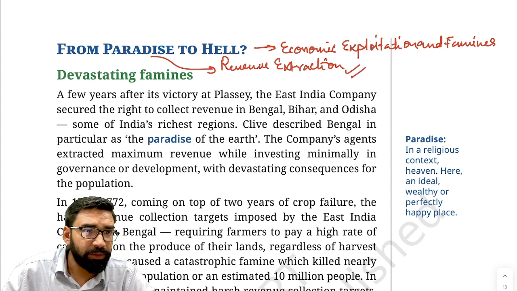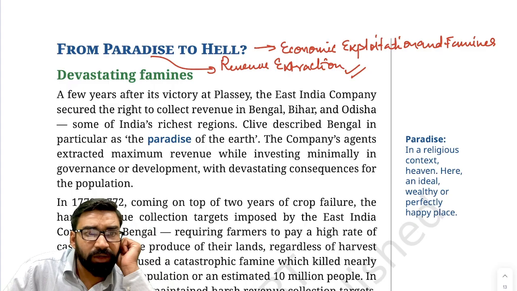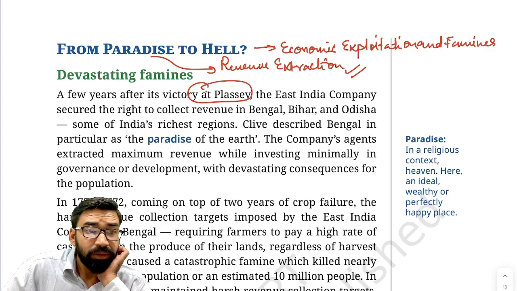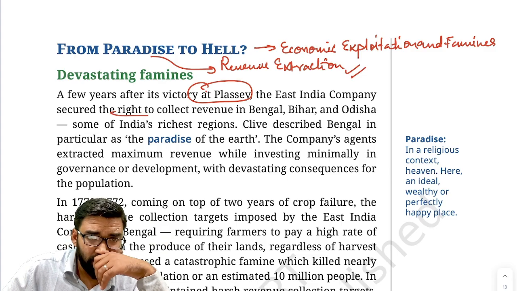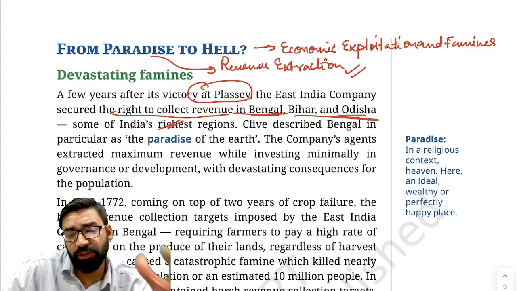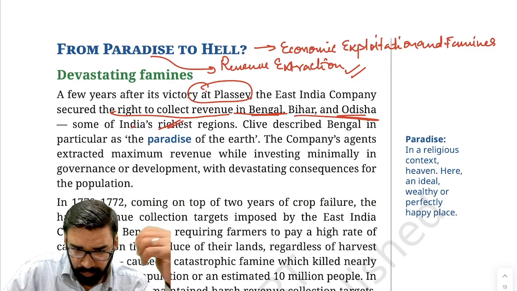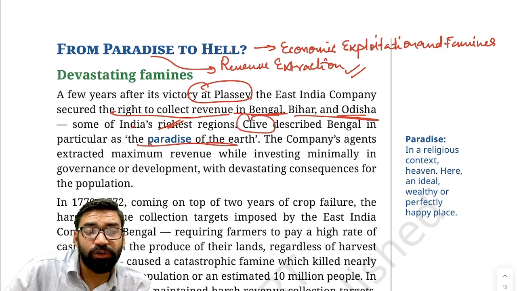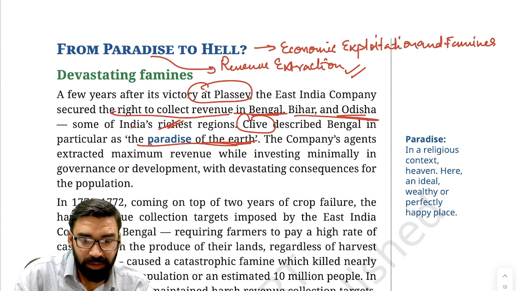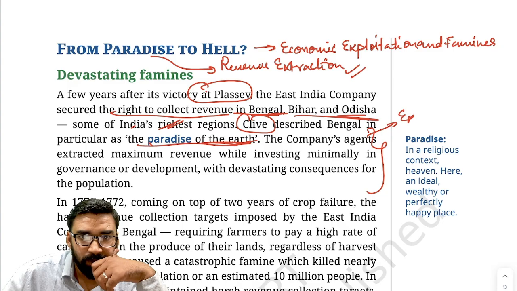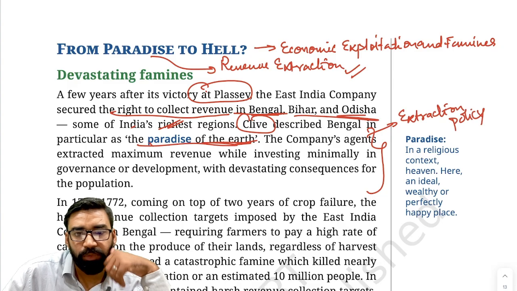कैसे समझिए. A few years after the victory at Plassey, when the East India Company won the Battle of Plassey, the East India Company secured the right to collect revenue in Bengal, Bihar, and Orissa, and this region was one of the richest regions. ठीक है. Robert Clive described Bengal as paradise on earth, where prosperity was there. So in this way, they brought which policy? They brought an extraction policy.